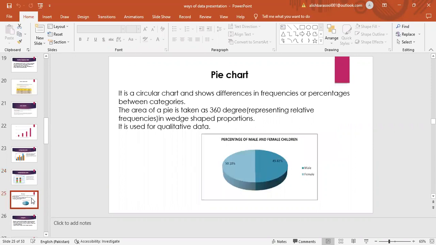Pie chart. It is a circular chart and shows differences in the frequencies or percentages between categories. The area of a pie is taken as 360 degrees, representing relative frequencies in wedge-shaped proportions. It is used for qualitative data. For example, the pie chart shows the percentage of male and female children.